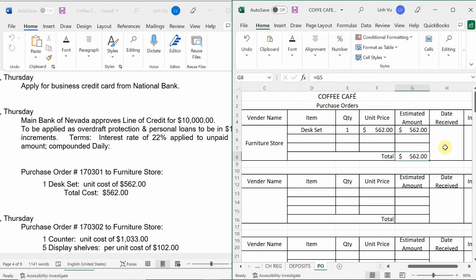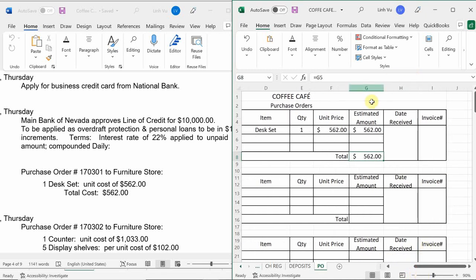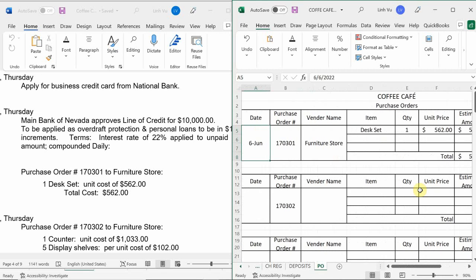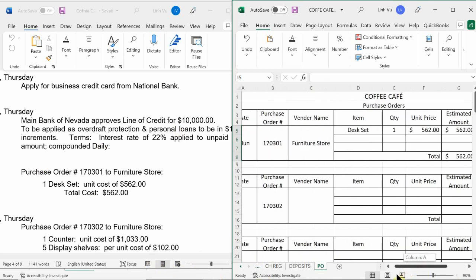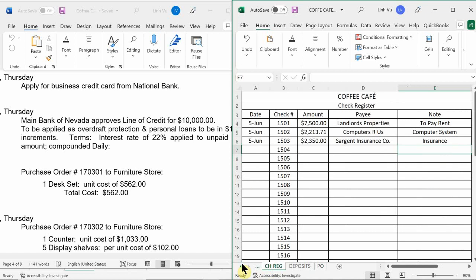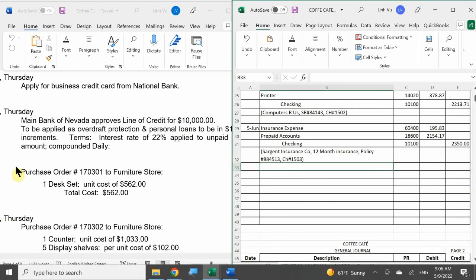Okay. So that means when we actually receive the items, we can put when we actually received them and what was the invoice number on that. So at least we have a track record here that we bought a desk set. We bought one of them for $562. All right. So that's what we do. We have to just wait till we receive the items and we actually either receive a bill or we pay them. Okay, so it's a non-posting transaction.